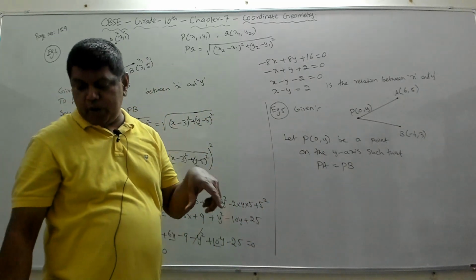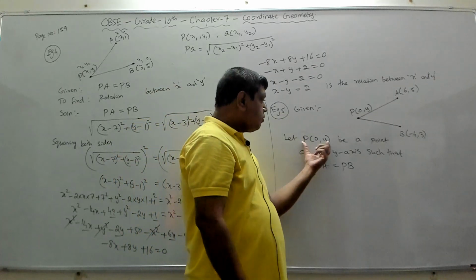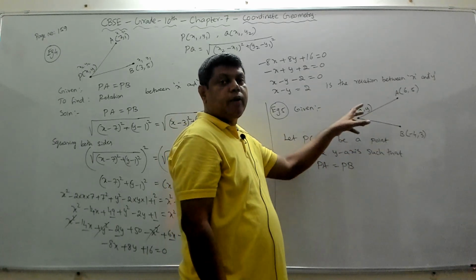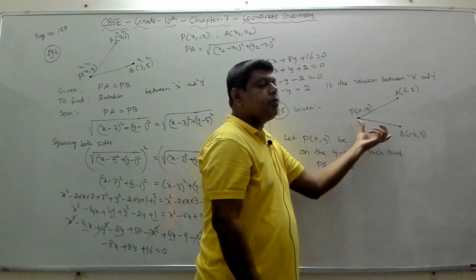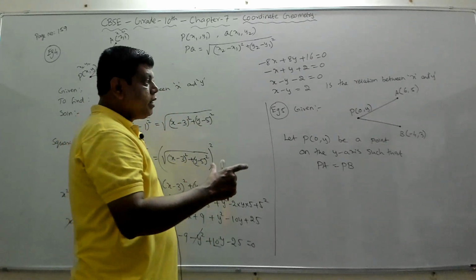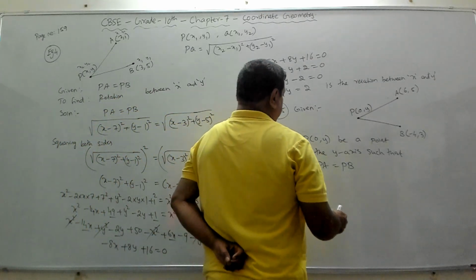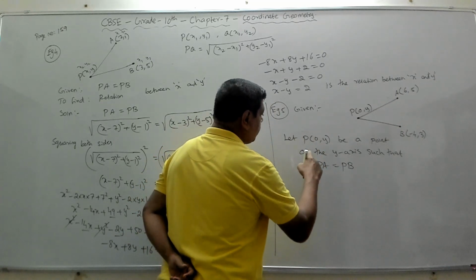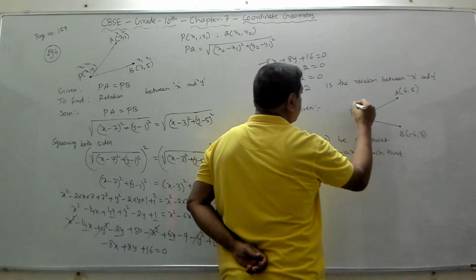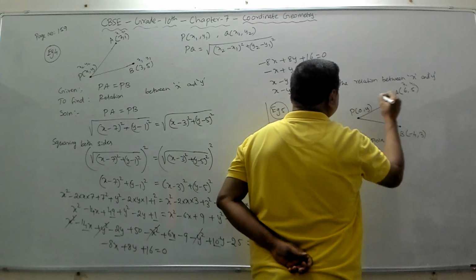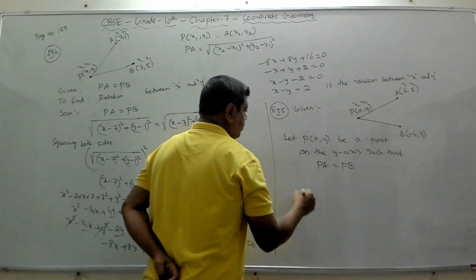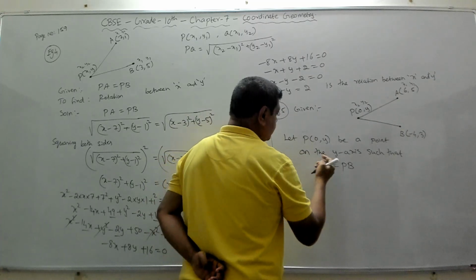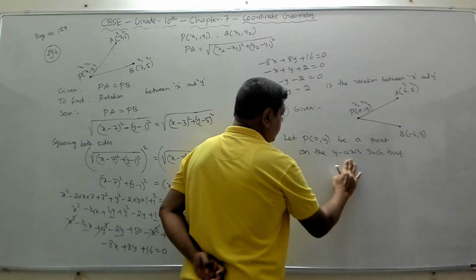We'll take let P of 0 comma y be a point on the axis such that this point is equidistant from these two points. Equidistant means PA is equal to PB. The distance between P and A will be equal to that between P and B. So now we have to find P of 0 comma y. Let's write PA. We'll take this as x1, y1, this as x2, y2. Now PA is equal to PB, or we can say AP is equal to BP. Order doesn't matter.